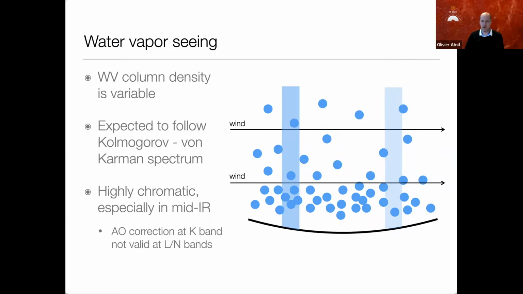And so the phenomenon that I will be talking about is this one, where above the ELT aperture, which is synthesized here by this parabola, you can see that the amount of water vapor, so the column density of water vapor, can be different above different parts of the pupil. And that, of course, leads to wavefront distortions. And because water vapor is chromatic, especially in the mid-infrared, the correction that you will get at the K-band from your adaptive optics system will not be the right one to feed the instrument at a longer wavelength.